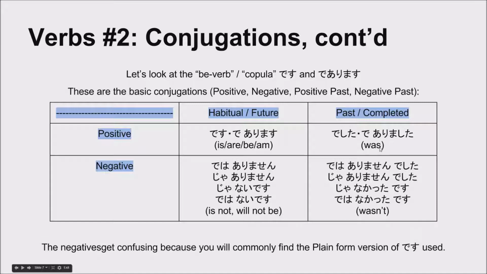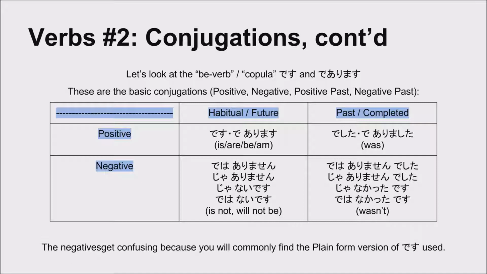I didn't write that down, but it should be were is there too, because plurality exists. Here we have the negative habitual. De wa arimasen, ja arimasen, ja nai desu, de wa nai desu. All of these qualify as negative habitual or future tense of des. This is either something is not or something will not be, to that effect. Then here we have the negative past. ではありませんでした。じゃありませんでした。じゃなかったです。ではなかったです。All of these are fine. And these all translate to wasn't or weren't or things to that effect.